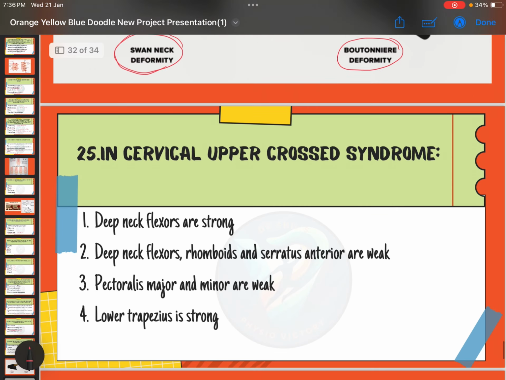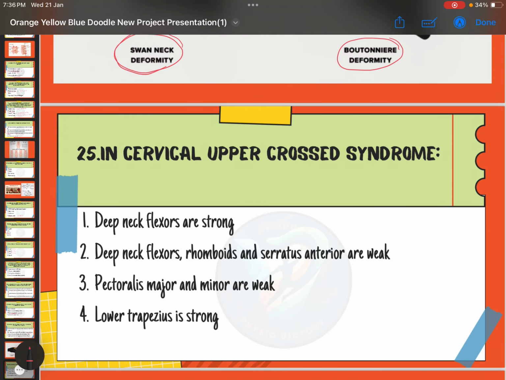Next, come to question number 25. In cervical upper cross syndrome, option 1, deep neck flexors are strong. Option 2, deep neck flexors, rhomboids and serratus anterior are weak. Option 3, pectoralis major and minor are weak. Option 4, lower trapezius is strong. Here the correct answer is option 1, deep neck flexors are strong.